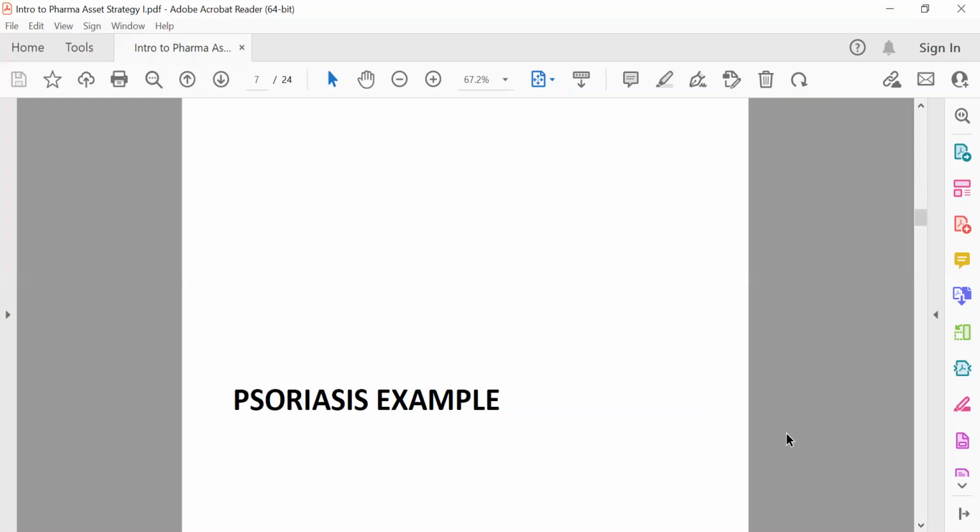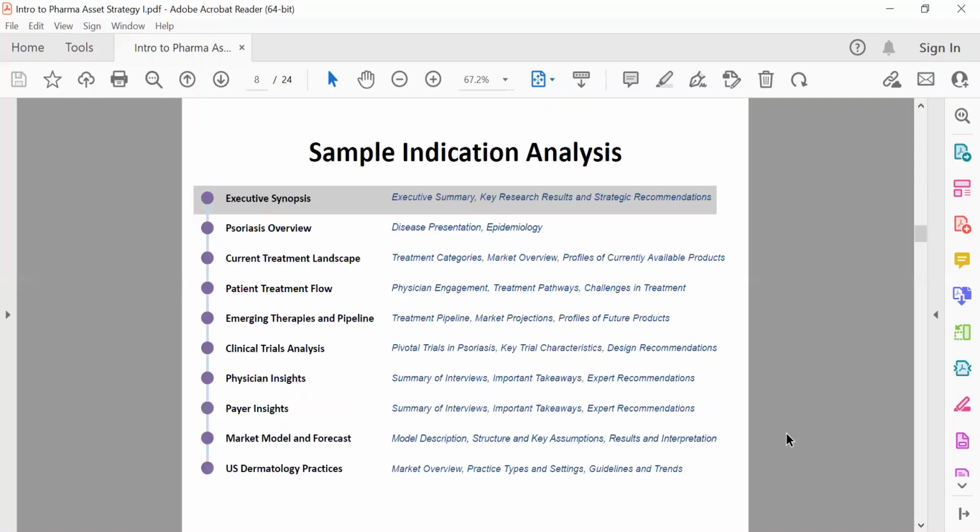An example of a full-scale indication analysis. This is for psoriasis, right? So what we start off with is sort of an executive summary, but we give an overview of the disease itself for epidemiology and disease burden. Then we go over the current treatment landscape, from categories to profiles of available products.